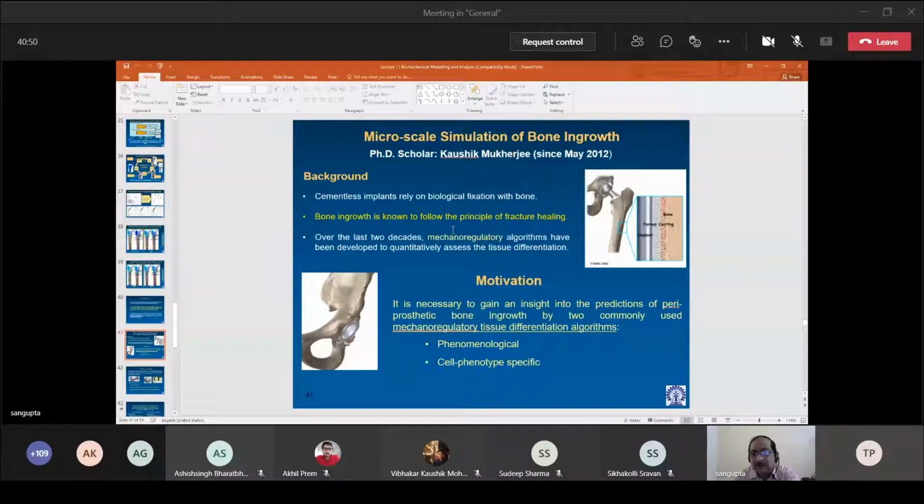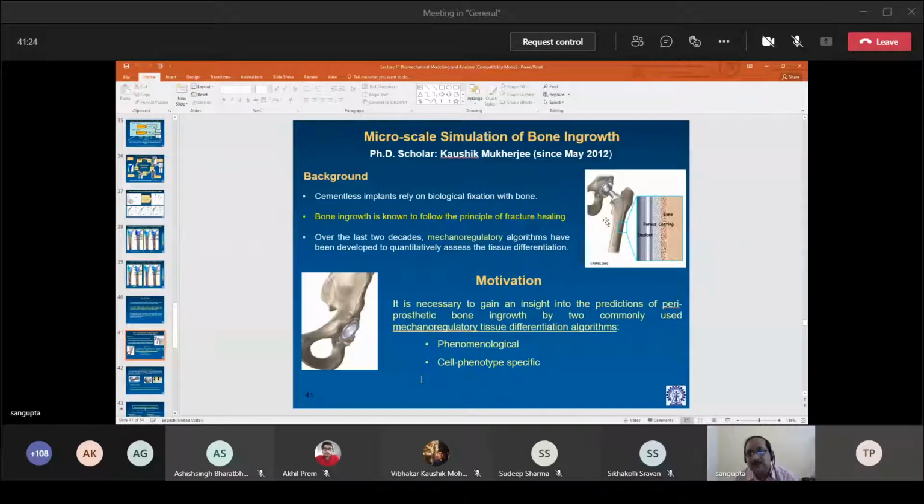So you can see this, we had prepared this presentation quite a few years ago. So his tenure still doesn't appear. So say since May 2012, he graduated in 2017. So he was a joint MTech PhD student. So he did MTech and continued his work for PhD. Now this is on micro scale simulation of bone ingrowth.